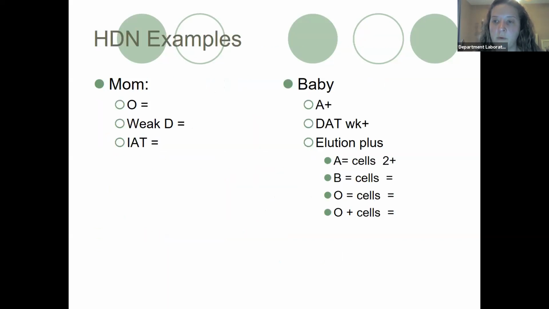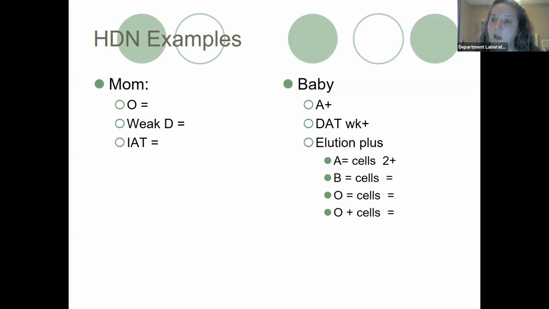All right, so the remaining slides of this presentation have some mom and baby scenarios that we can look at. And when you're approaching these scenarios, I want you guys to look at a few things. Number one, always look at mom's type. Remember, if mom is type O, there is the potential for there to be hemolytic disease of the newborn due to ABO incompatibility.